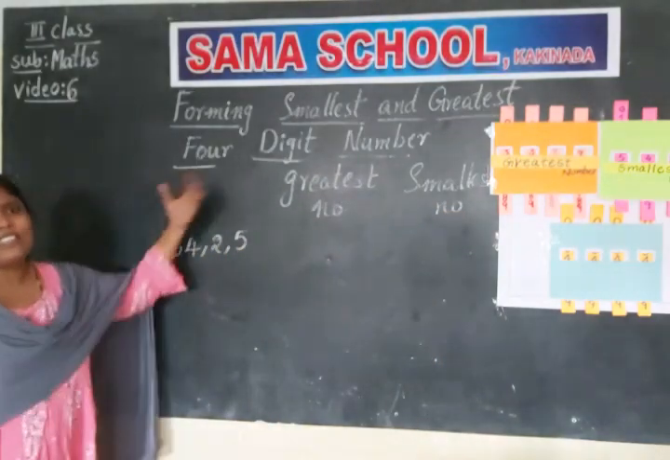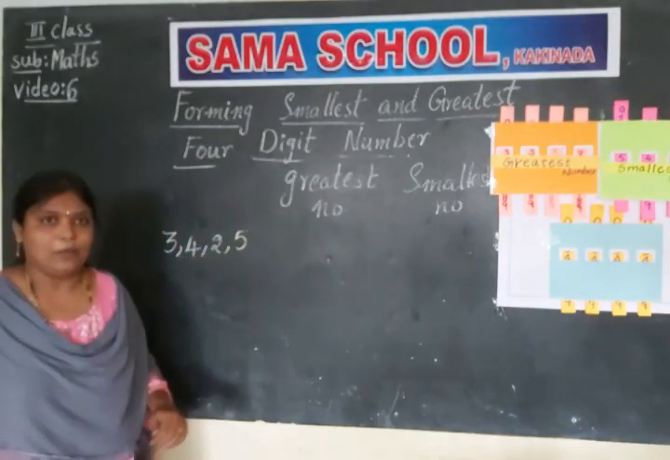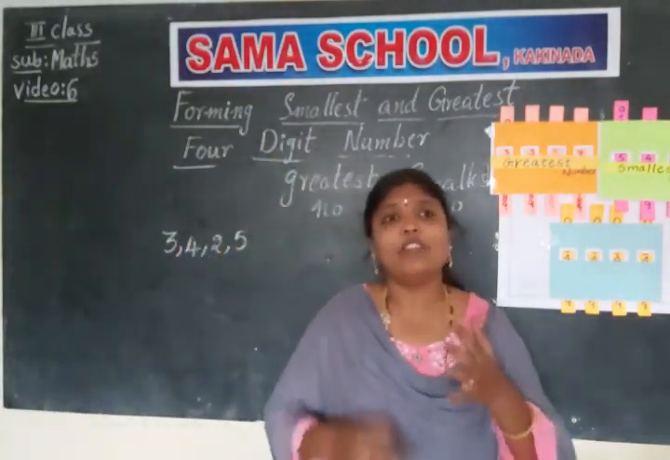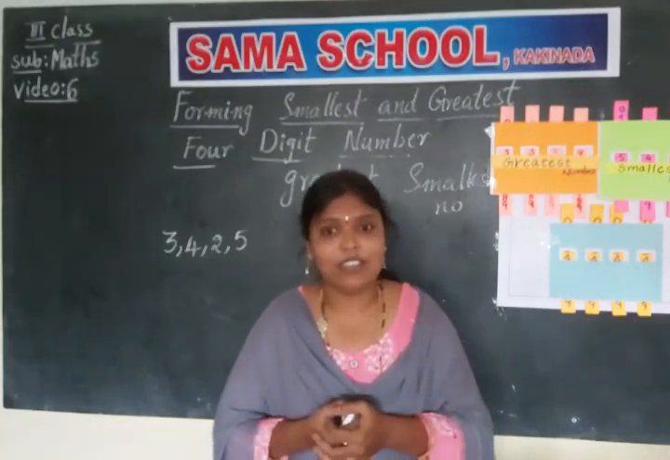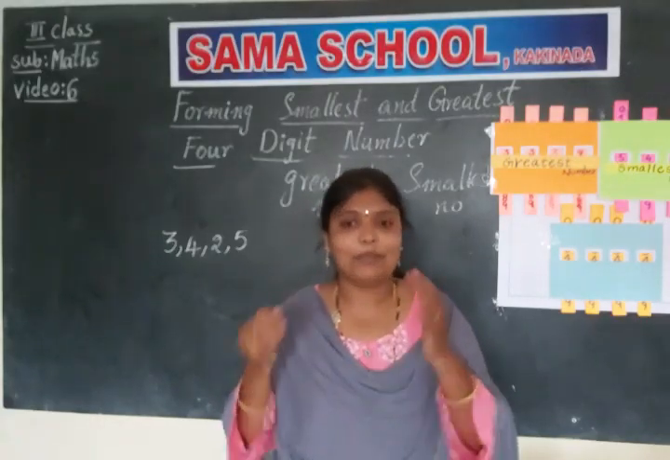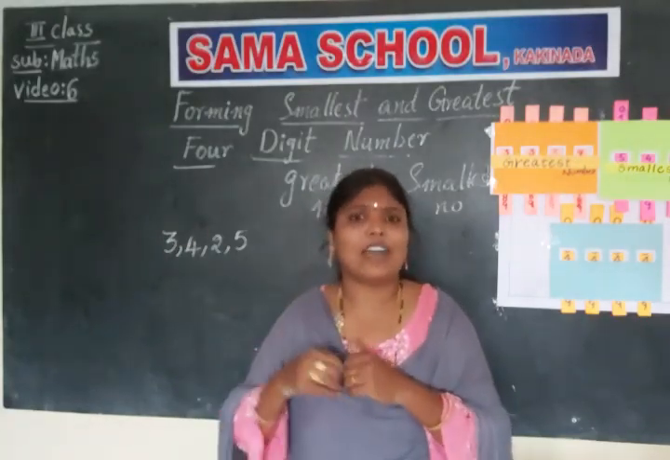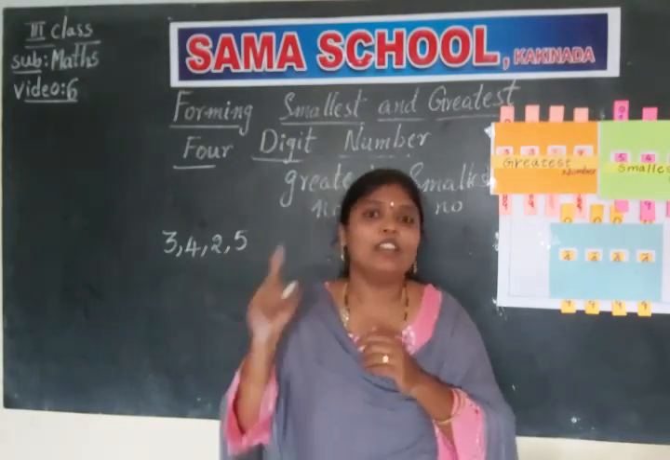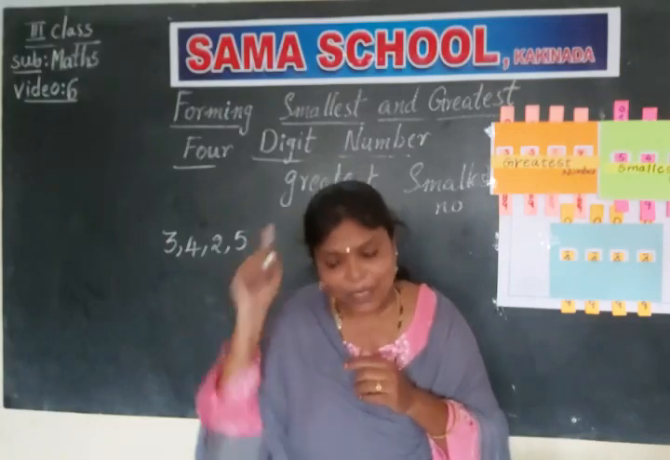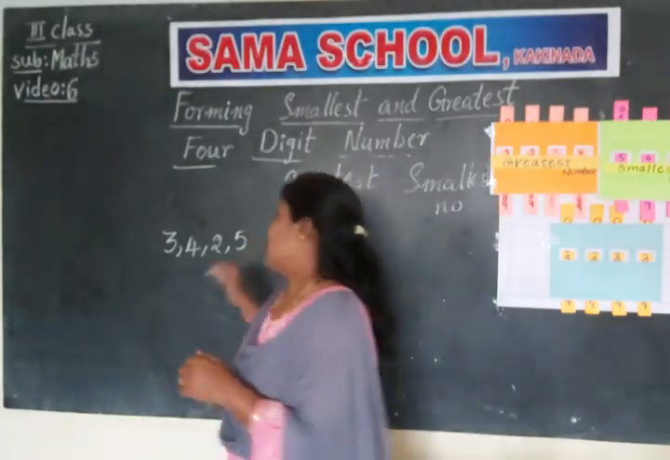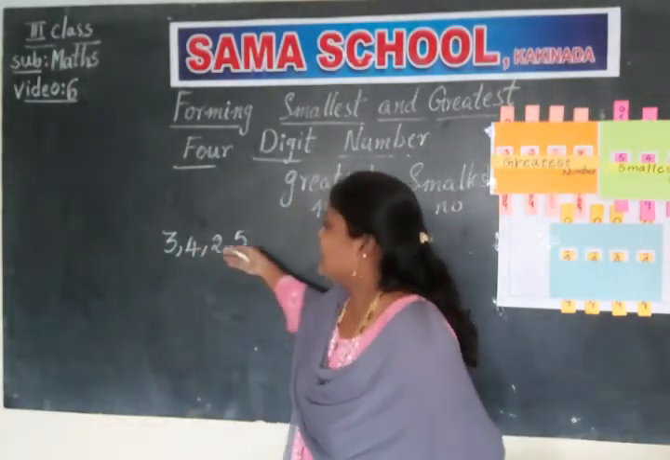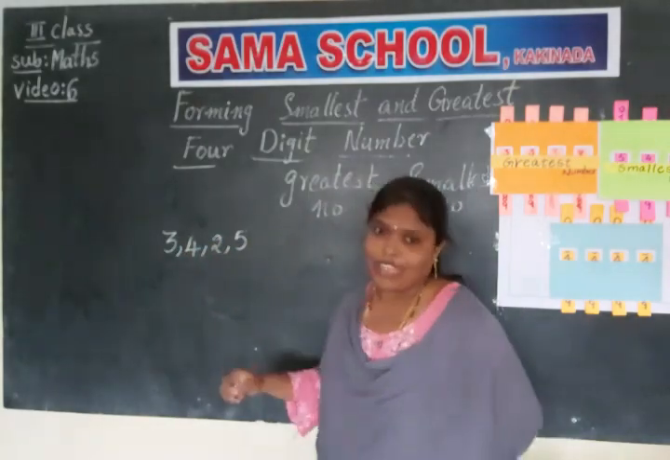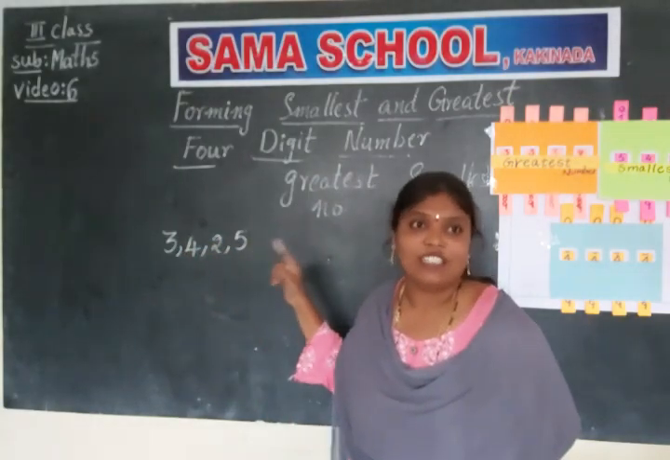See, first let us frame the greatest number. Greatest or largest. When will we call something the largest? When it has a bigger number in its thousands place. Since we are writing a 4-digit number, the thousands place number must be bigger. So here in these digits, what is the biggest number? Yes, 5. So write 5 under the thousands place.